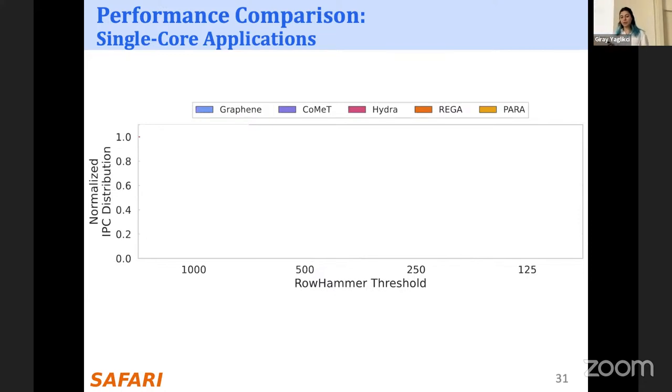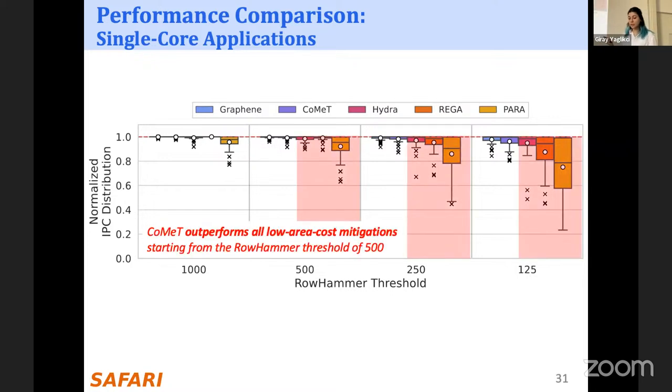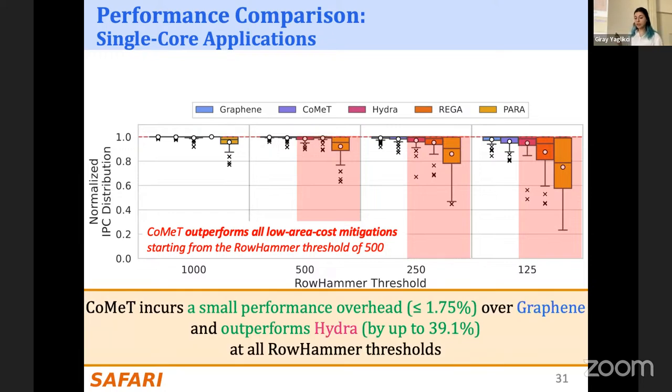Let's look at the performance comparison of CoMeT against four state-of-the-art mitigation techniques for single-core applications. These are the results for the RowHammer threshold of 1000, and as the RowHammer threshold decreases, all mitigations incur more performance overheads because all of them start to send preventive refreshes, and that has a performance overhead. And we have three key observations. The first one is that CoMeT outperforms all low area cost mitigations starting from RowHammer threshold of 500. It incurs a small performance overhead over Graphene and outperforms Hydra at all RowHammer thresholds.